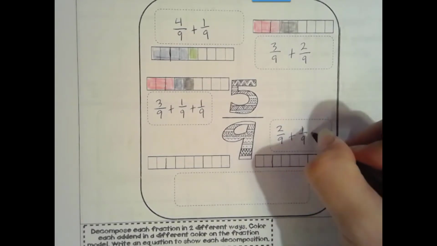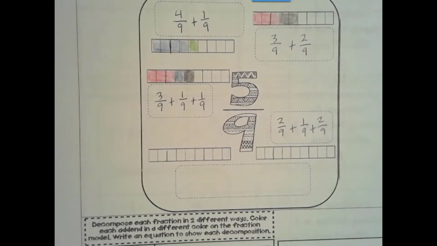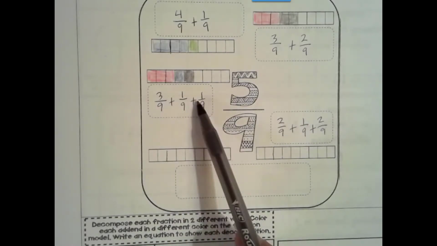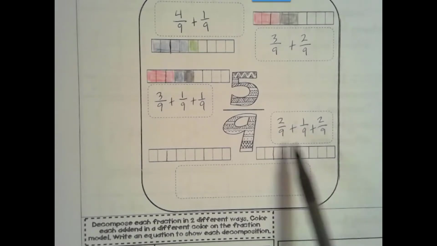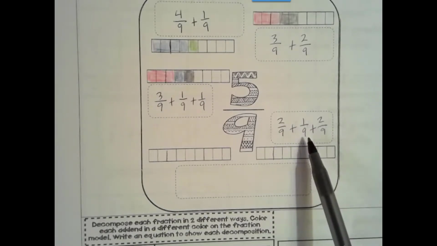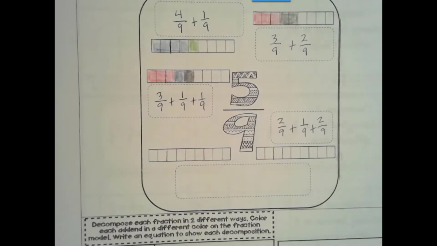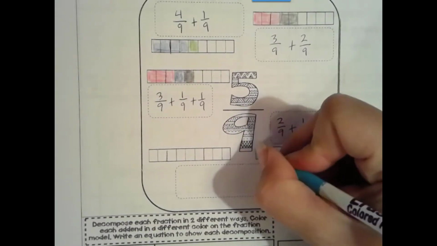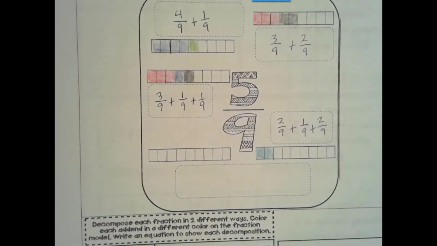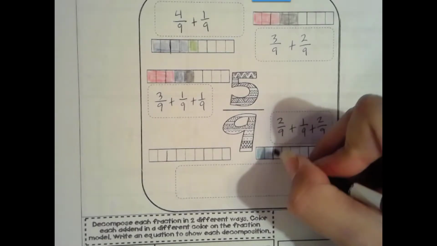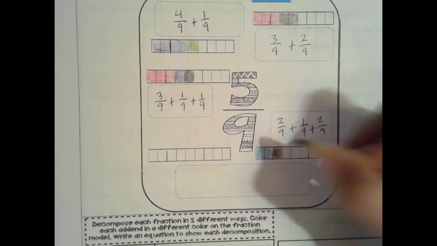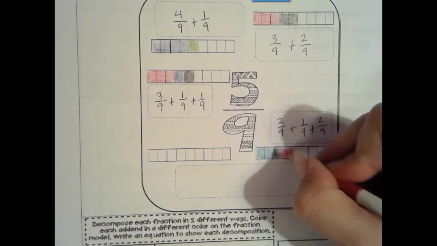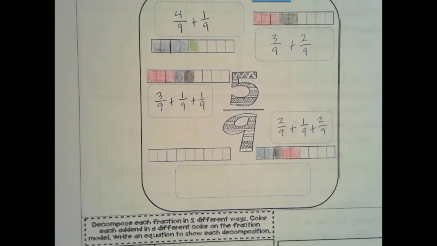I could also do, let's see, 2/9 plus 1/9 plus 2/9. Or, commutative property of addition, I could go in a different order. Like here, I could have done 1/9 plus 3/9 plus 1/9, or the 1/9 first and then the 3/9. Same thing here. I could switch the order. That's that commutative property of addition. But I'm still looking at the same fractions. So I have 2/9 plus 1/9 plus 2/9 is still 5/9.